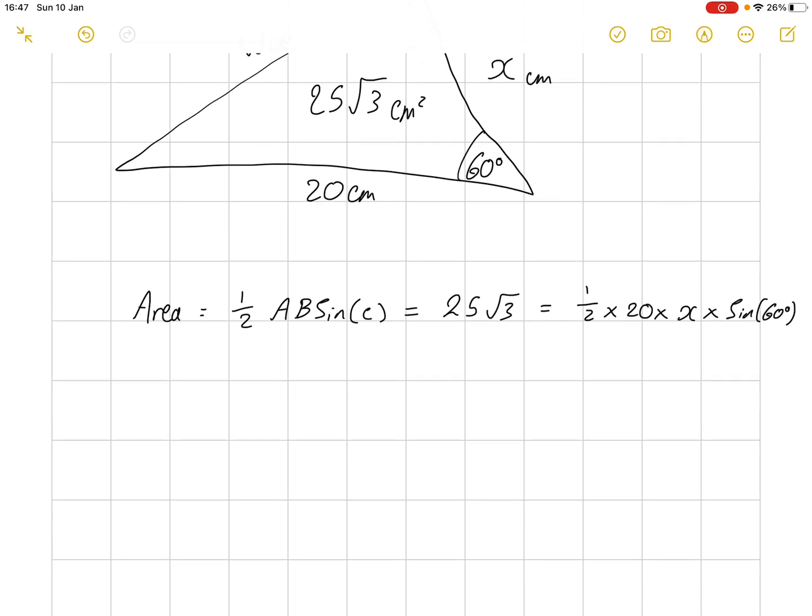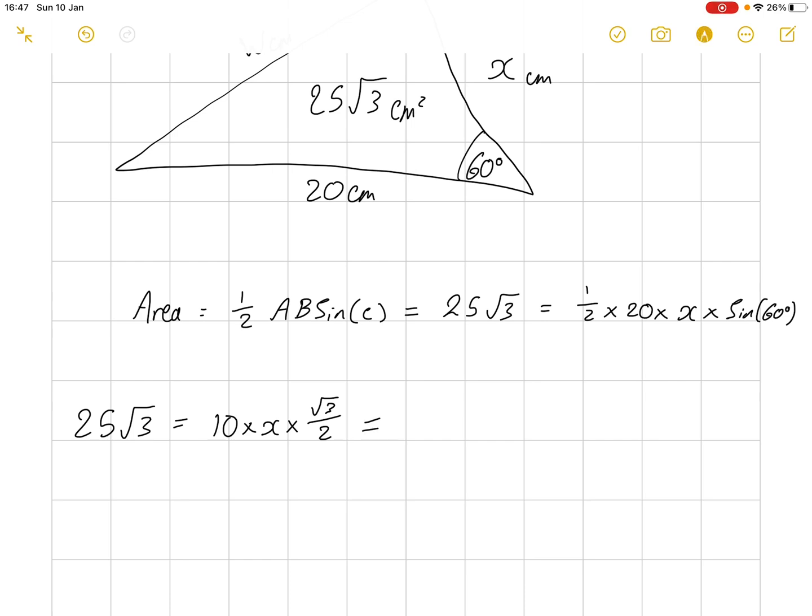Now, if we start multiplying things out, we have that 25 root 3 is equal to 1/2 times 20, which is 10, 10 times x times sine of 60, which is the square root of 3 over 2. There are rules to learn what sine, cosine, etc. are, but for the time being, it suffices to just learn them. If you can detect the pattern, then that's great. But if you can't, then obviously don't worry about it. Just know that those are the important numbers.